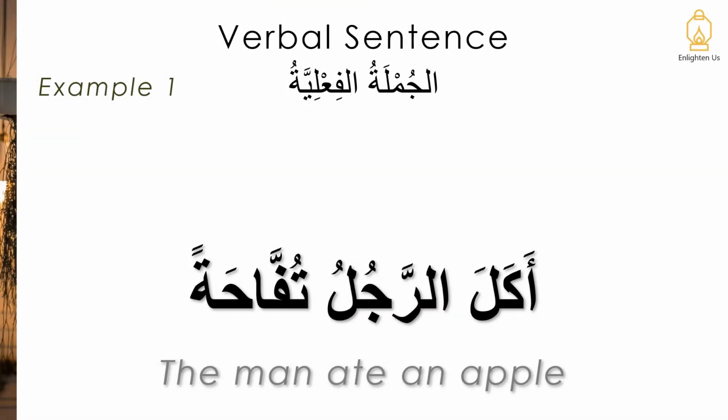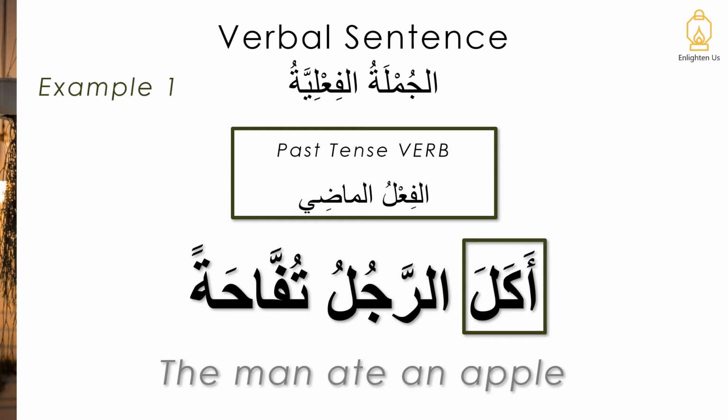Well, let's have a look at some examples. Let's have a look at each of these components in play. Starting with the first example, أكل الرجل تفاحة. The man ate an apple. أكل. This is our فعل. In this case, we have a فعل ماضي.